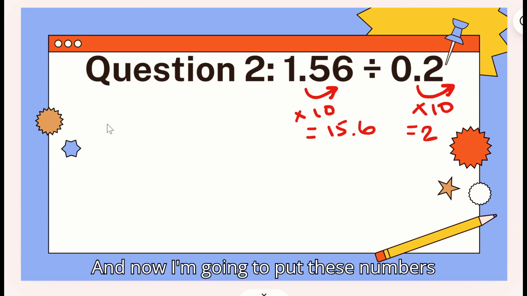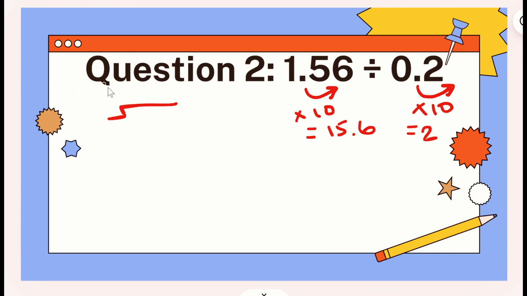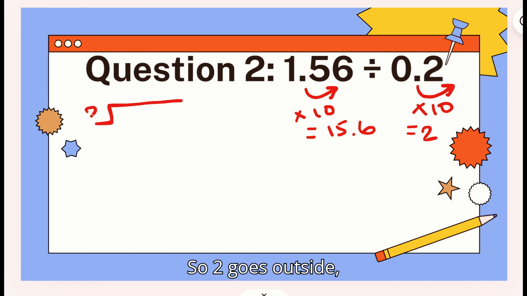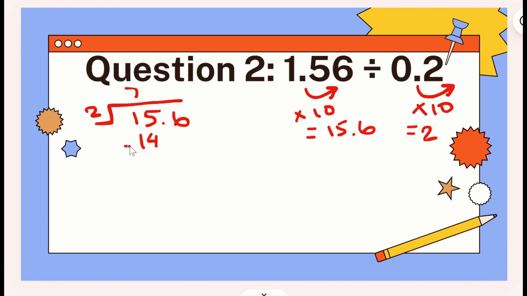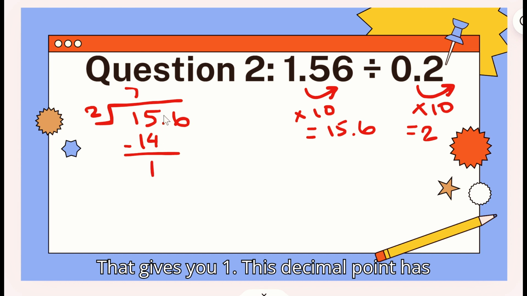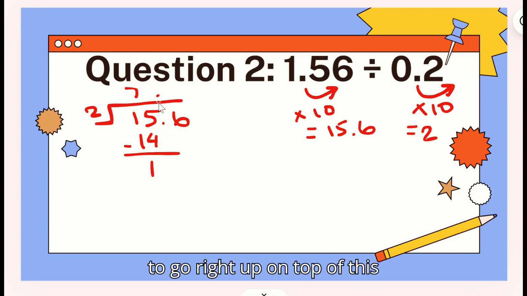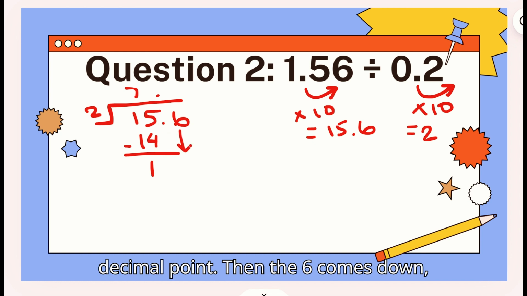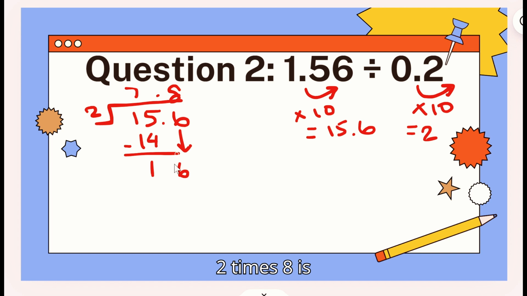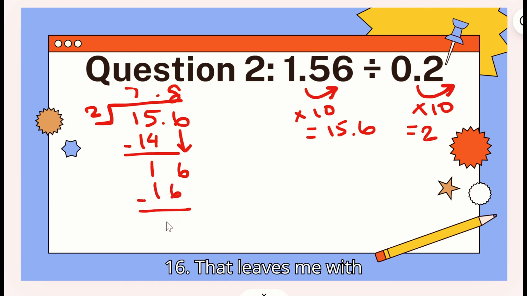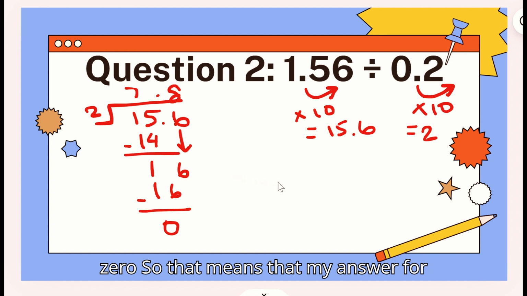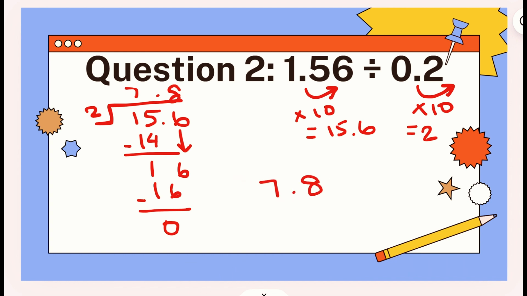And now I'm going to put these numbers under my dividing bar. So 2 goes outside, 15.6 goes inside. 2 times 7 is 14. That gives me 1. This decimal point has to go right up on top of this decimal point. Then the 6 comes down. 2 times 8 is 16. That leaves me with 0. So that means that my answer for this question is 7.8.